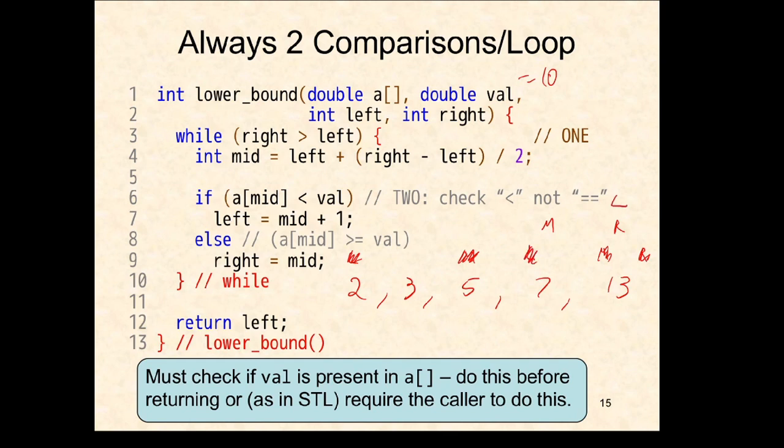We go back to the top of the loop. Is right greater than left? No, it's not. Because it's not, we drop out of the loop and we return left. We return left is saying basically that's where 10 is, or where it would be if it was in here.